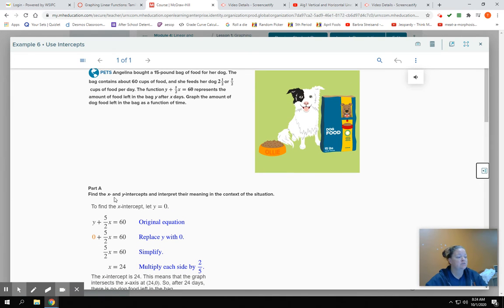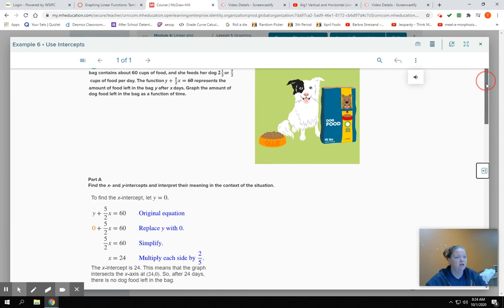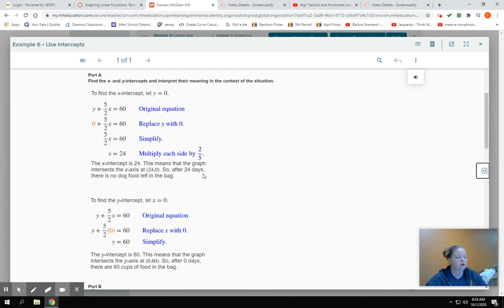First, we want to find the x and y intercepts and interpret their meaning in the context of the situation. So to find the x-intercept, we let y equal 0. So we put 0 in for y. We get 5/2 x = 60. When we simplify that, either dividing by 5/2 or multiplying by 2/5, because we can multiply by the reciprocal, we get x equals 24. So that means we have a point at (24, 0). That means after 24 days, there will be no food left in the bag. Right? After 24 days, there will be 0 food left in the bag.